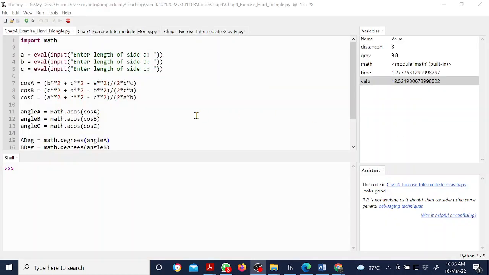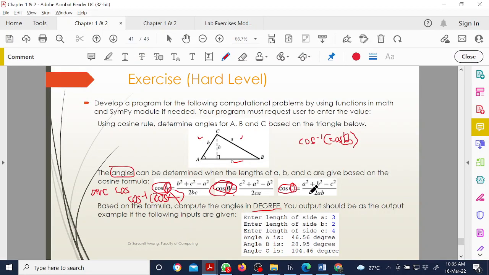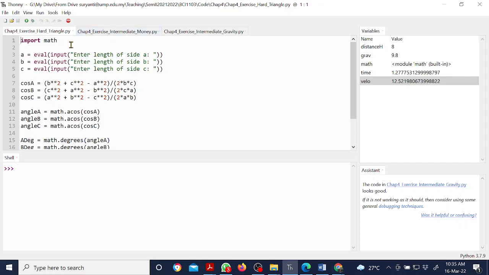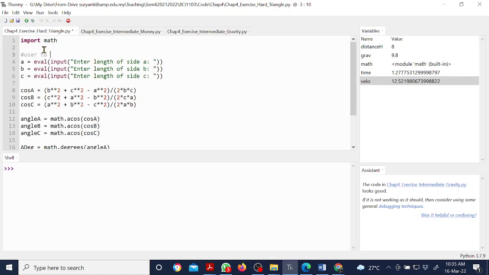Okay. So based on this exercise, we need to ask user to enter A, B, and C. So in my coding, first I need to import the mathematic library, import math, and then I'm going to ask user. The input is user enter the side of A, B, and C. So I will ask user to enter length of side A, length of side B, length of side C. Okay class, while you are doing it, you can look at my sample. So for these sides, I will put in the variable A, variable B, and variable C.